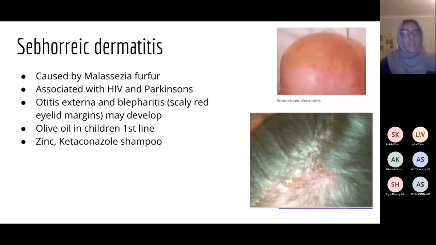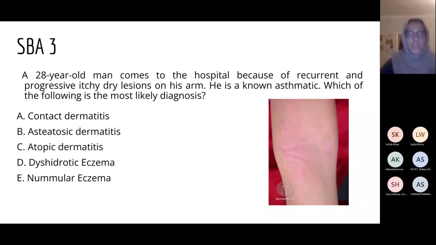So a 28-year-old woman comes to the hospital because of recurrent and progressive itchy dry lesions on his arm. He is a known asthmatic. Which of the following is the most likely diagnosis?